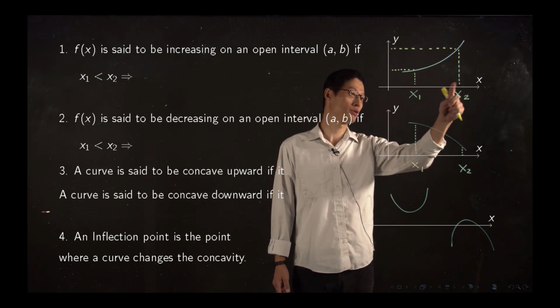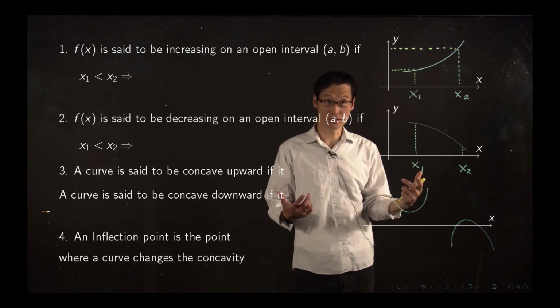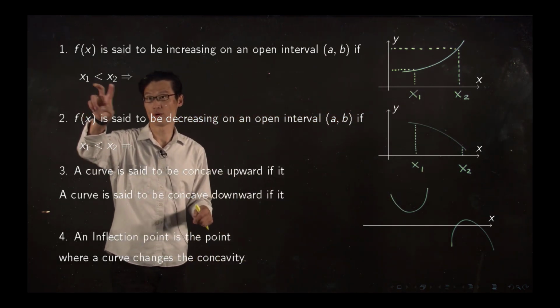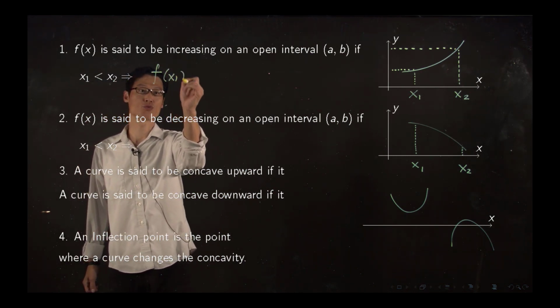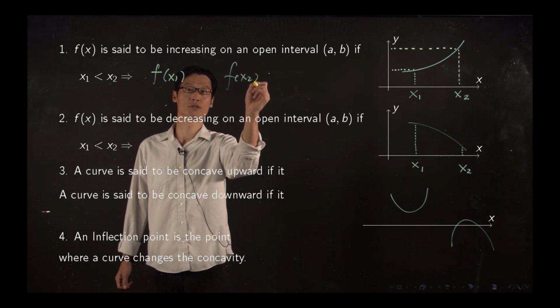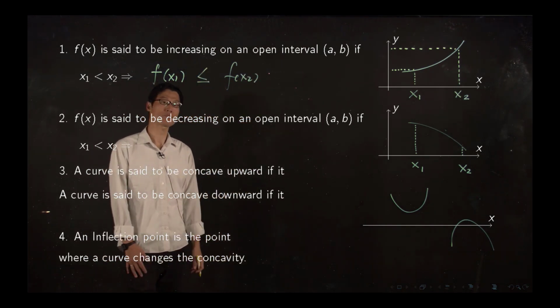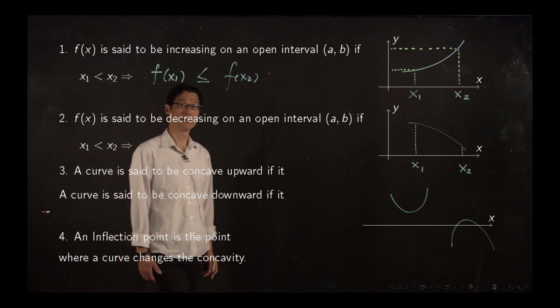The larger x2 gives you the larger function value. That is a good characterization. So for any pair x1, x2 where x2 is larger, you compare function values f of x1 and f of x2. Whenever f of x2 is larger, we say your function is increasing, like this.